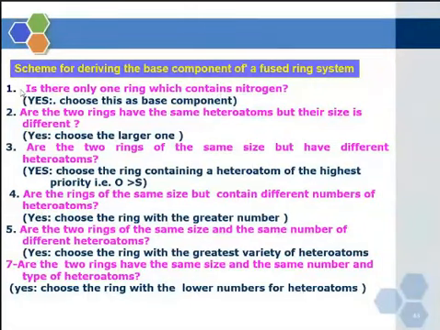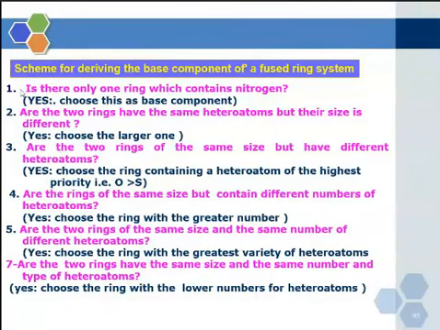When two rings of the same size but having different atoms are there, then choose the ring containing the heteroatom of highest priority as the parent chain. Are the rings of the same size but contain different numbers of heteroatoms? Then choose the ring with the greater number.